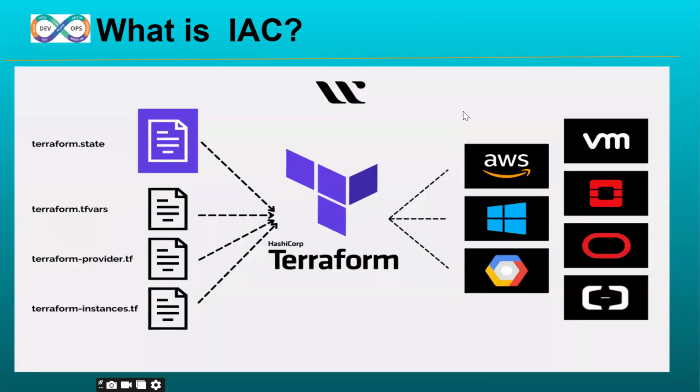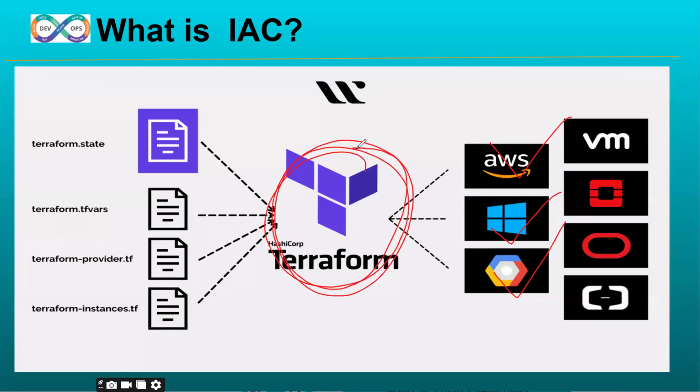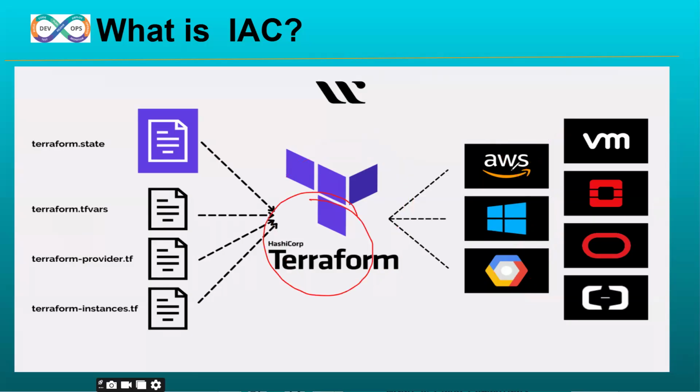And whatever infrastructure we create, either in AWS, or Azure, or Google, we can automate infrastructure by helping of Terraform. Terraform is a cross cloud platform. By helping of Terraform, we can create infrastructure in any cloud.